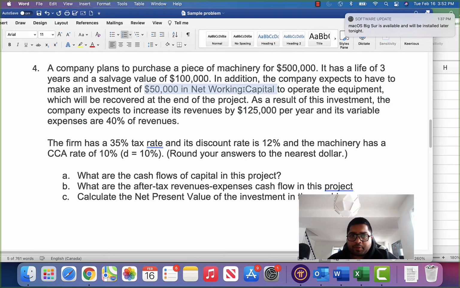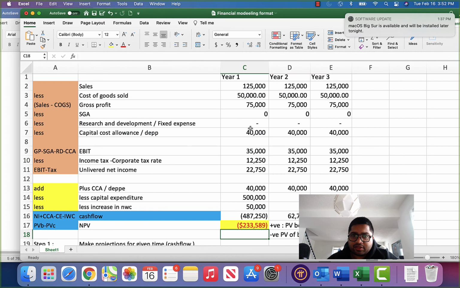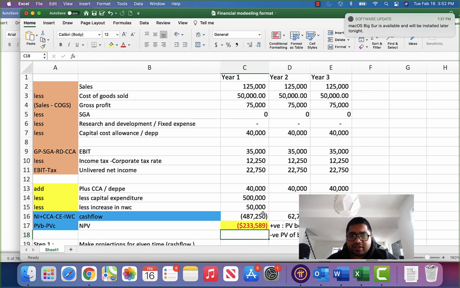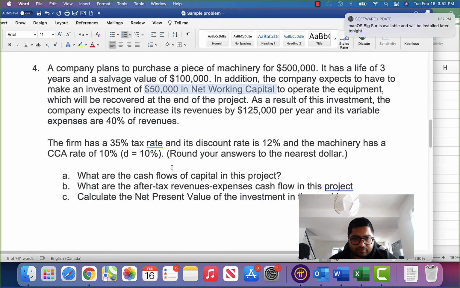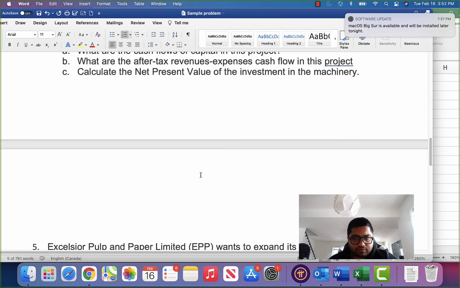Okay, the problem is the machine is costing a lot, but it is not adding much to the revenue stream. So the machine is costing 500,000, but it is only adding like 35,000 for the next 3 years. So it doesn't make sense to buy this machinery. So if NPV is negative, you do not consider this project. Okay.